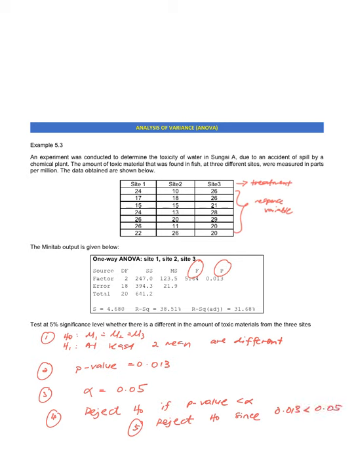So what is the conclusion? There is a difference between the 3 sites, ataupun at least 2 means are different. Awak ambil je ayat yang kat atas ni: there is a difference in the amount of toxic material from the 3 sites. Ni untuk ayat yang full lah kalau awak nak buat dia punya conclusion. Tapi kalau kita fail to reject, kena tambah ayat no lah: there is no difference in the amount of toxic material from the 3 sites. But for this case, there is a difference in the amount of toxic material from the 3 sites.